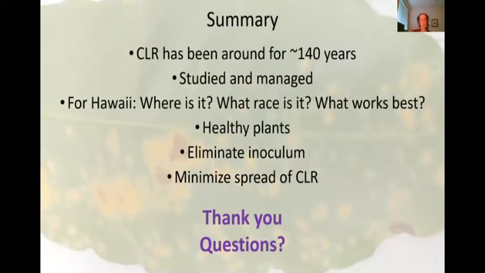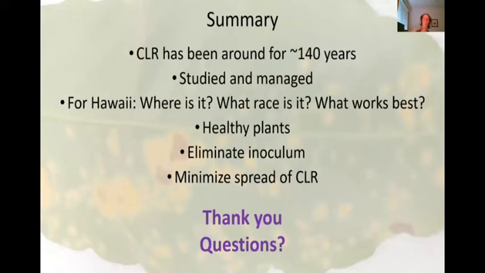I guess the summary, what can we say? And, you know, I always love to look on the bright side. Coffee leaf rust has been around for 140 years. We are not battling something brand new to the planet like some other diseases I've been involved with. So there is a plethora of information and expertise around the world. It is well studied and is well managed.